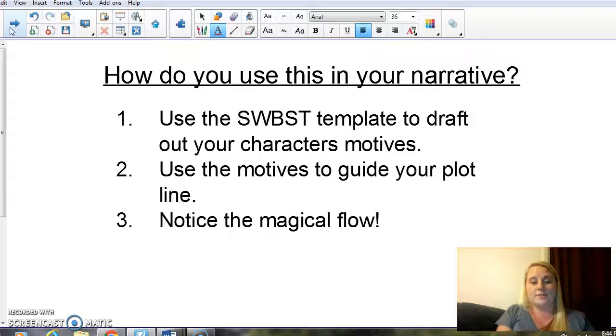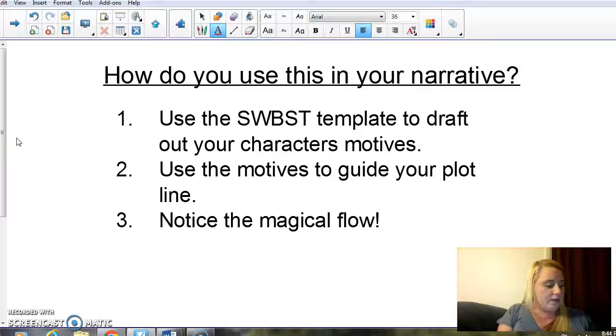So use those motives to guide you in your plot line, and then you'll notice the magical flow. You'll really notice how your character and what they want, need, or desire gives your story life. You don't have a flat story of just this is what I did and that was it. It's really giving you that climax to the point where someone wants to read your writing and it's interesting for that reason.